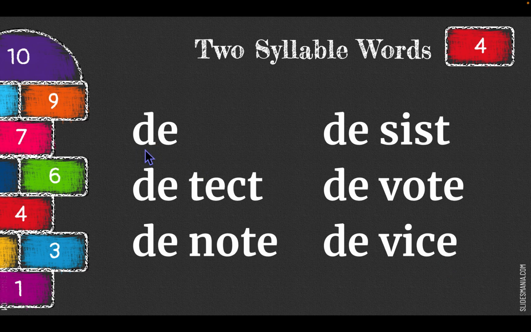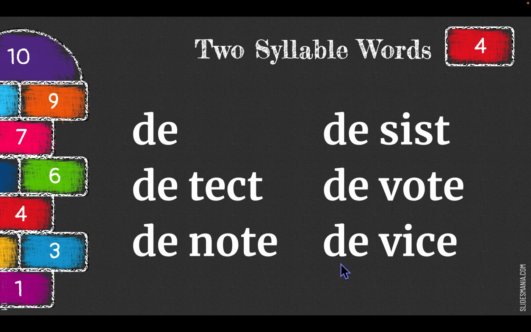Here's our syllable again. De. Detect, detect. Here's a silent E again. Note, note, denote. If you don't know what all these words mean, that's fine. What's important is that you are able to read them. Desist, desist. Devote. We have a silent E.